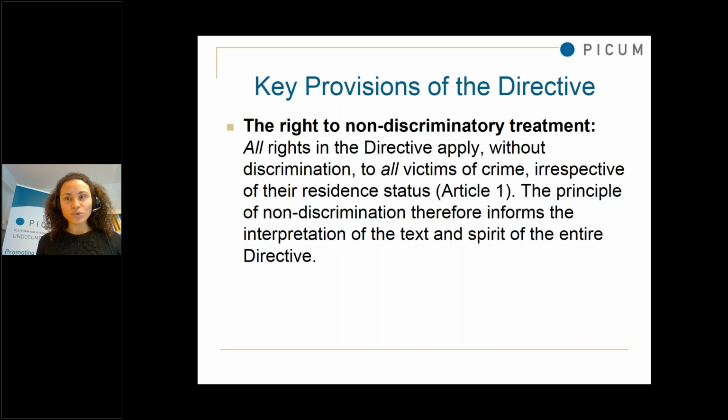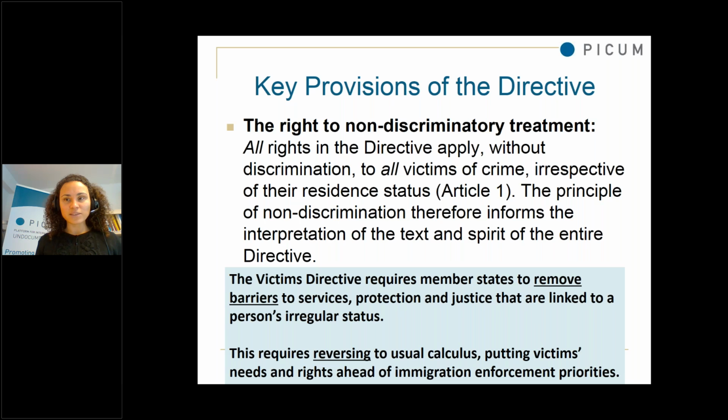And I think it's really important to underscore that Article 1 establishes a principle of non-discrimination that informs our interpretation of all of the text and the spirit of the Victims Directive. Article 1 makes it clear that all the rights of the directive apply without discrimination to all victims of crime, irrespective of their status. So more concretely, what does this mean?